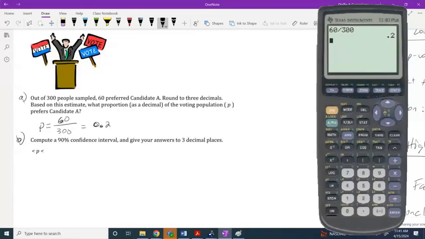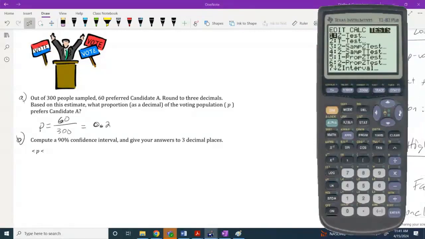B says compute a 90% confidence interval and give your answers to 3 decimal places. So we're trying to find a confidence interval for a proportion. So I'm going to go into stat, go over to test, go down to 1 proportion z-test. Now for means, we use the t-test, but for proportions, we use the z-test. So I'm going to lock that in with enter. And now I'm going to put in the statistics.